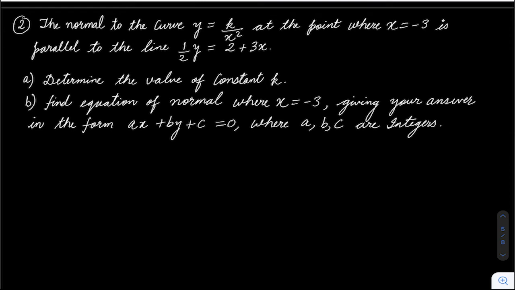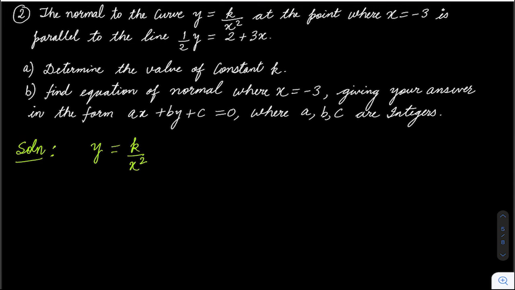Okay. The normal to the curve y equal to k over x square at the point where x equal to minus 3 is parallel to this. Determine the value of k and find equation of normal. Okay. So first thing that is given is, what is my curve? My curve is y equals k over x square. So now, if I differentiate this, dy by dx, this is nothing but kx power minus 2. So differentiation of this will be minus 2k x power minus 3.